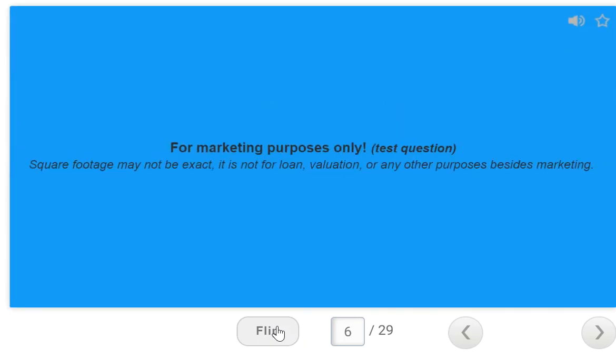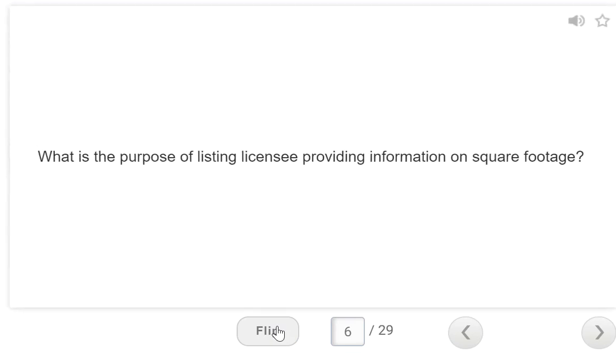So this is for marketing purposes only. I put an exclamation point because I've seen this so many times and I've watched so many videos and listened to so many podcasts where this is going to be on the test. So again, the purpose of the square footage on a listing is for marketing purposes only. So square footage may not be exact. It is not for a loan, valuation, or any other purposes besides marketing. So the buyer and seller are definitely advised to verify this information, and if the buyer does want an exact measurement, that has to be done by the buyer before any deadlines in the contract.